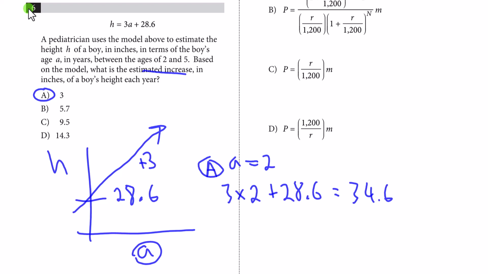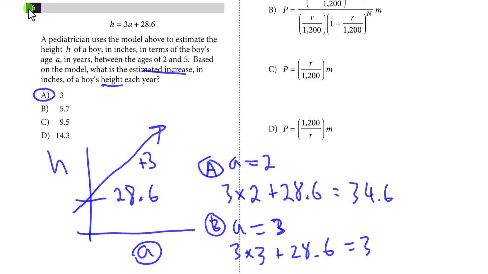34.6. Okay, now we're going to go ahead and increase age by 1 year. So now we're going to say age equals 3. And we're going to go ahead and go 3 times 3 plus 28.6. We're going to put that in, and that's going to give you 37.6. So if you compare these two numbers, that is a plus 3 increase. Okay, so that just confirms that the height is in fact increasing by 3 in 1 year.